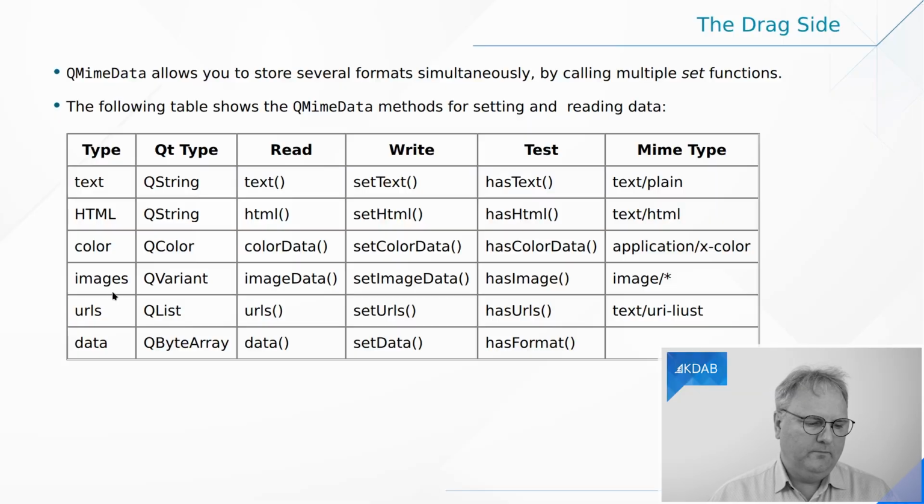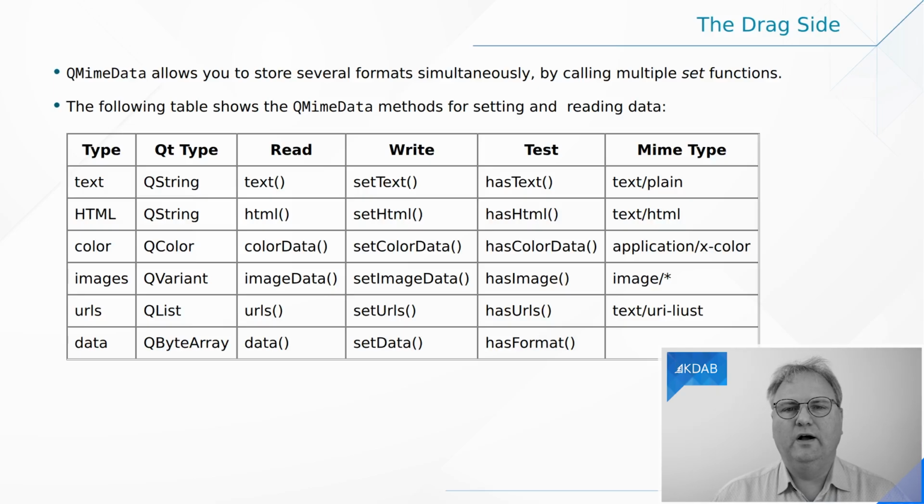And here are the different methods for how you write and read, and of course test whether a given MimeData has a given type. So if you have a MimeData and you would like to know, do you have HTML, then you can ask, has HTML on it, which we'll see on the drop side shortly. This is the MimeData that those things are encoded in, which is useful to know just in case.